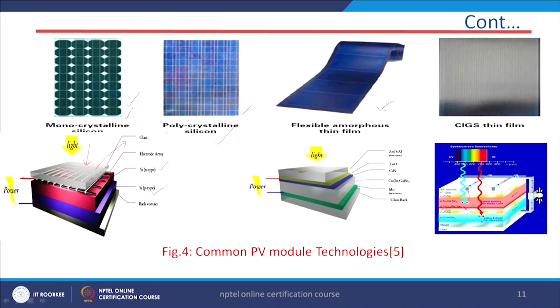This is the monocrystalline silicon type, and this is the polycrystalline silicon type solar cell. And this one is the flexible amorphous thin film. Here we have different layers. Here only a single layer PN junction type, but here we have different layers. And this is a pictorial representation of how the material looks. This is the CIGS type thin film solar cell.